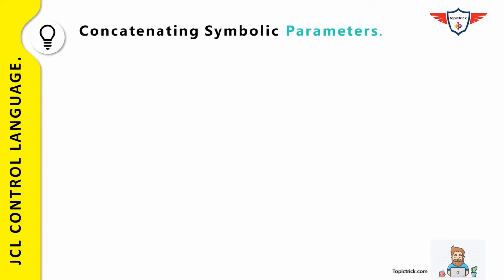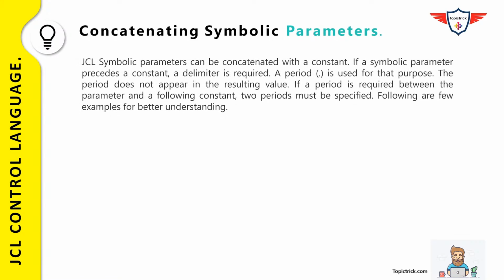Now let's focus on how to concatenate symbolic parameters with constant values or with any other symbolic parameters, and how you can use this symbolic parameter concatenation to generate various DD statements or EXEC statements in your catalog or instream procedures. As you know, symbolic parameters can be concatenated with any other symbolic parameter, constant, or text. If you want text to appear immediately after a symbolic parameter, you must code a period as a delimiter between the symbolic parameter name and the text that follows it.